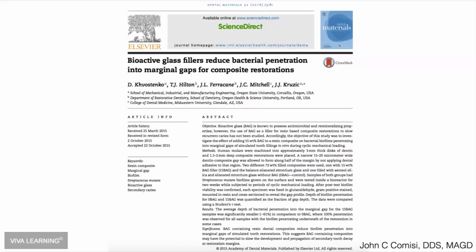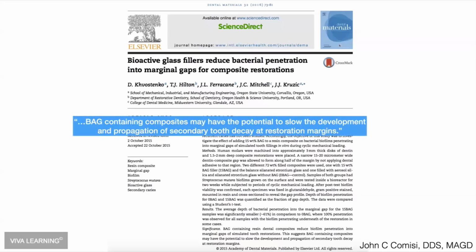Constant literature has begun to show us that these bioactive, these biointeractive glass fillers are able to produce better protection against the marginal gaps of composites. And again, this article, which is with the Ferracane group right here, talks about bioactive glass containing composites having the potential to slow the development and propagation of secondary tooth decay at the restoration margins. So this is very important, and it applies to all of our restorative processes, in my opinion.